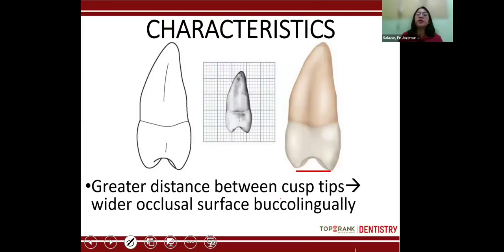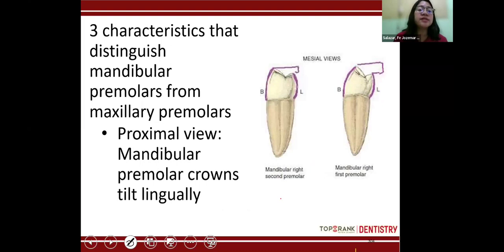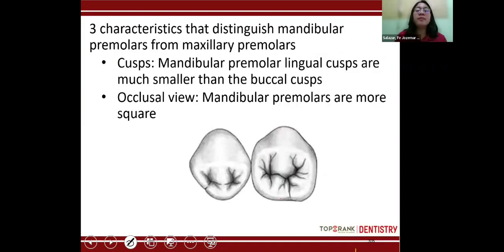Now let's move on to your mandibular premolars. There are three characteristics that distinguish mandibular premolars from maxillary premolars. From the proximal view, mandibular premolar crown still lingually, di ba? Kaya nga ang occlusal tables ng mandibular posteriors wala sa gitna. It's towards the lingual. Mandibular premolar lingual cusp are much smaller than the buccal cusp. From the occlusal view, the mandibular premolars are more square. Okay, di ba? More square sila.